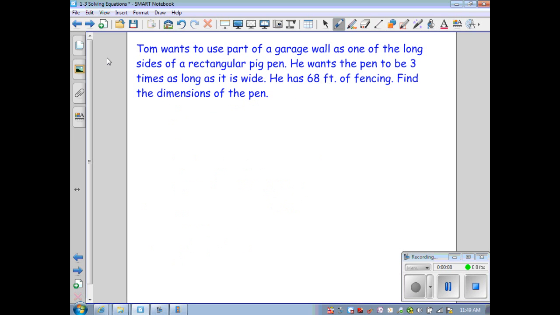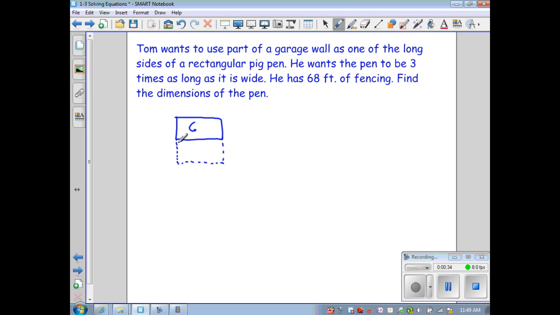Tom wants to use part of a garage wall as one of the long sides of a rectangular pig pen. He wants the pen to be 3 times as long as it is wide. He has 68 feet of fence, and they want to find the dimensions of the pen. Well, if this is our garage, and here's our pen, recall that the garage wall is going to be the long side.